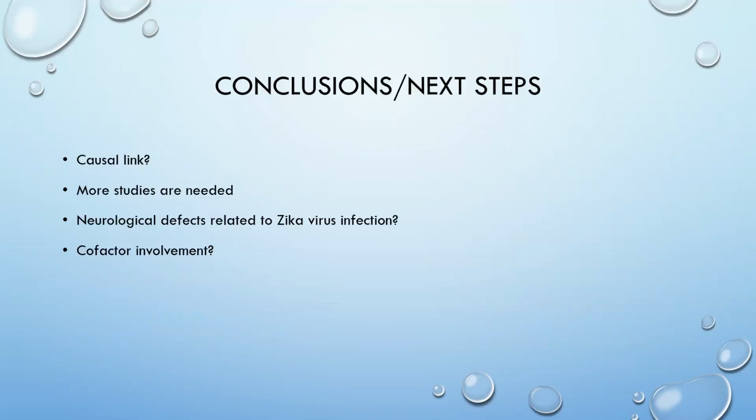Conclusions and next steps. Although strong epidemiological data suggest the association between the Zika virus and GBS, a causal link between the virus and this condition is still lacking. More studies are needed to investigate the association of Zika virus infection and GBS. Also, are there other neurological defects related to Zika virus infection? Or is there another cofactor involved, such as malnutrition or other concurrent infections?